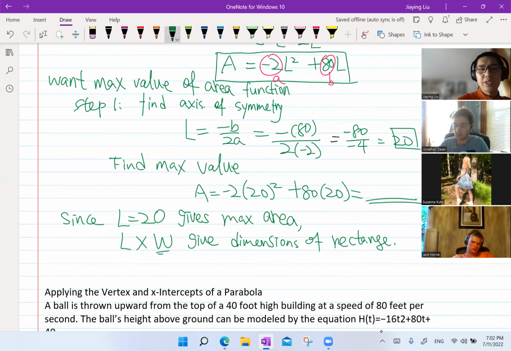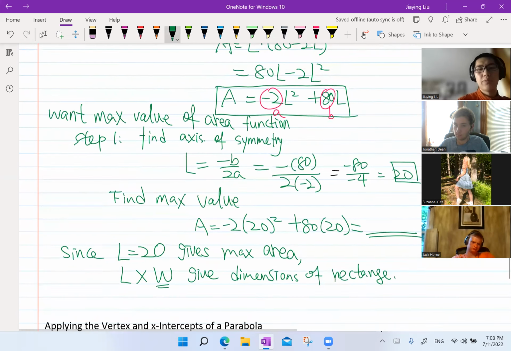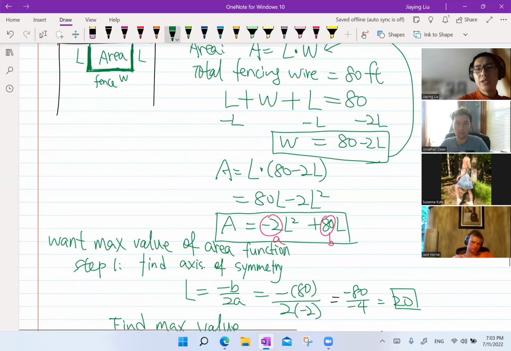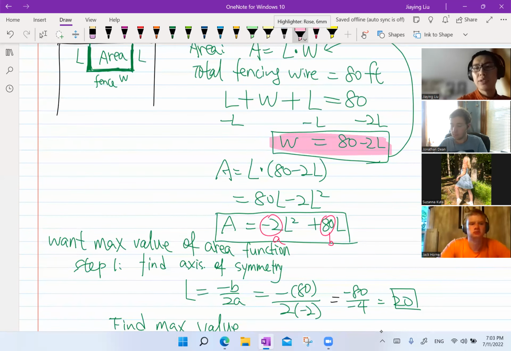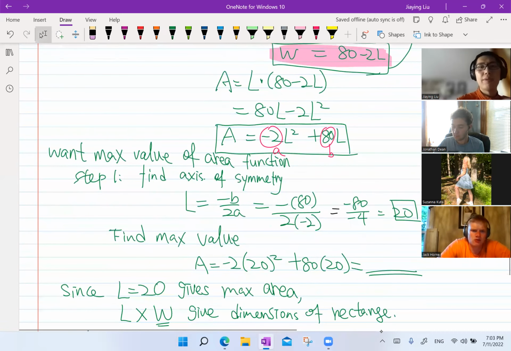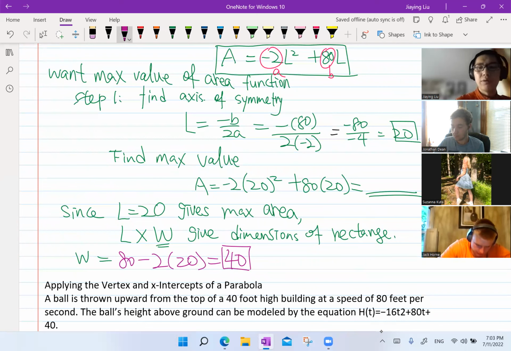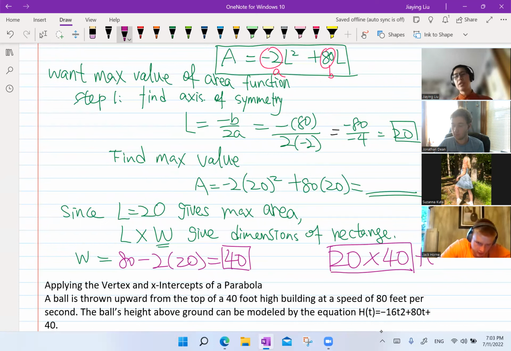we just need to find out the width. If L equals 20, what's the width? We had a formula for width earlier, 80 minus 2L. That's the formula relating length and width. So W equals 80 minus 2 times the length, 20, which is 40. So 20 is the length, 40 is the width. So 20 in the length direction and 40 in the width direction, that will be the dimensions.